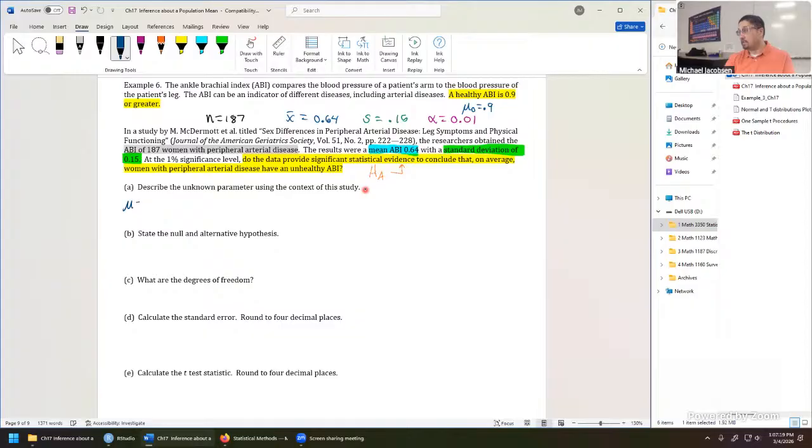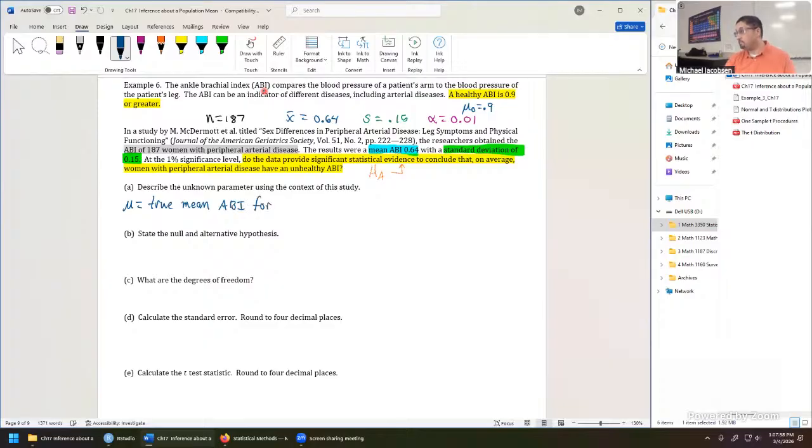We can say mu is, I'll go with true mean, or you could say population average, any kind of combination of those words that conveys an average or mean and that conveys a population will be just fine. I'll say mu equals the true mean. You have to say mean of what quantity specifically, but the statistics saying it was a mean ABI of 0.64 tells us the unit. It's a complicated one. Remember, it's blood pressure comparing your upper arm to your lower leg, but let's go with ABI. True mean ABI for short.